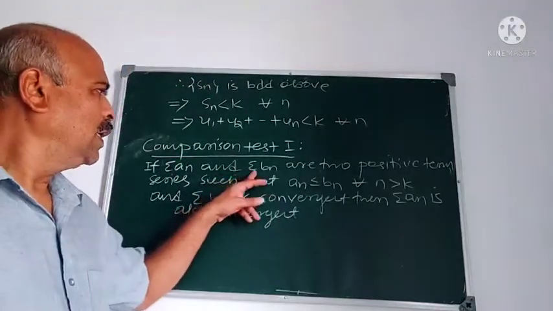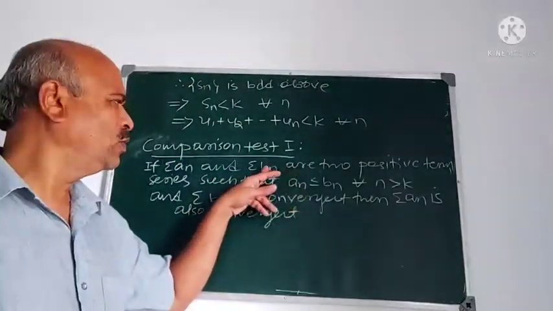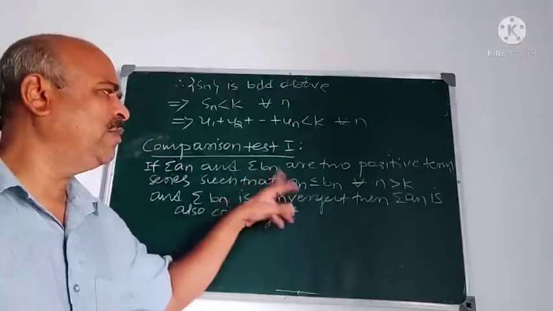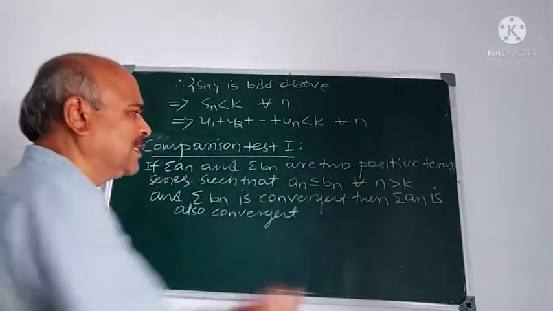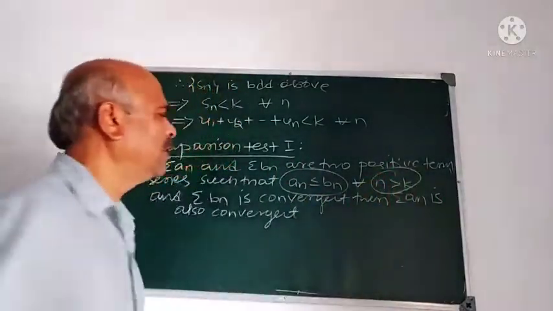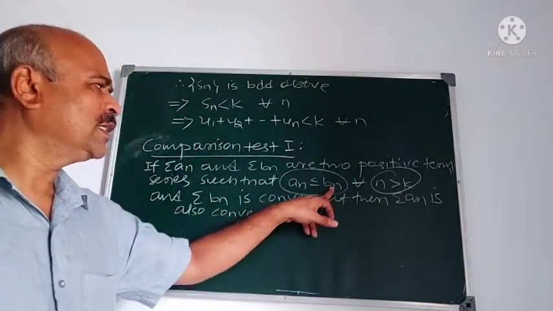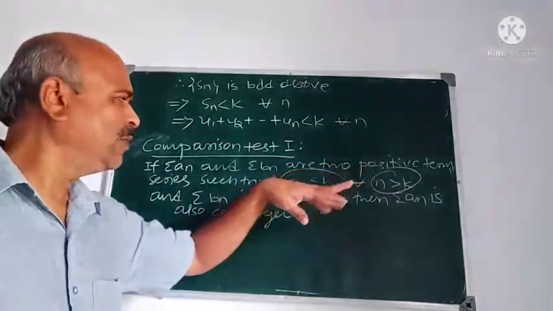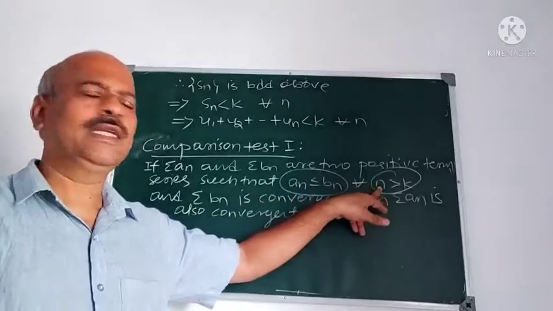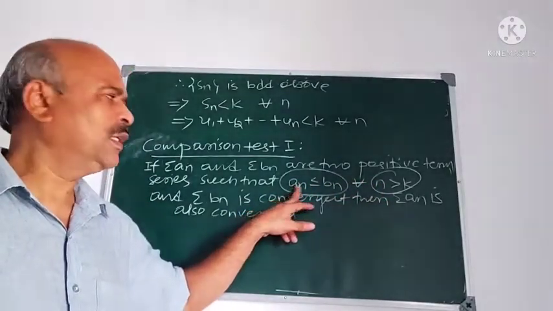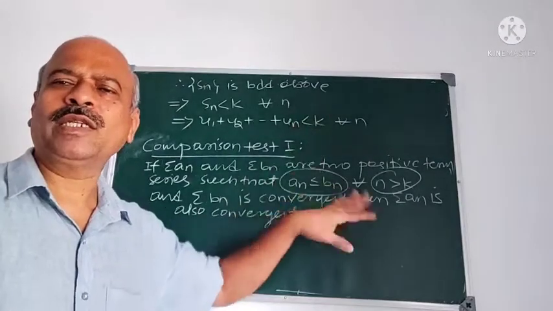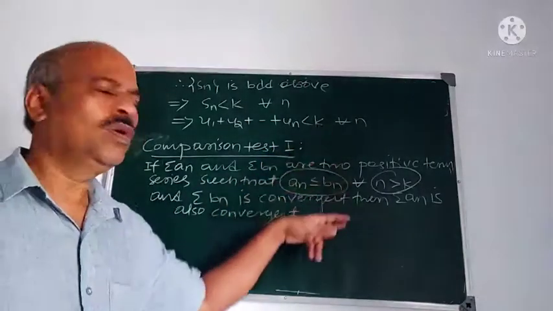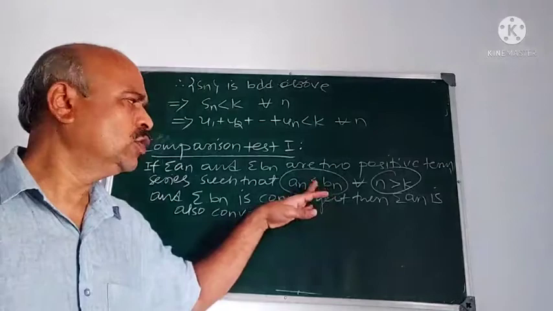First one: if an and bn are two positive term series, here I have used an and bn. Usually series are denoted by un. I have taken an and bn because two series are there. So that an is less than or equal to bn for all n greater than k, then if sigma bn is convergent, then sigma an is also convergent. Next theorem: an less than or equal to bn for all n greater than k, and sigma an is divergent, then sigma bn is divergent. Carefully understand these two theorems, and you have to get mastery over them, because throughout the study of infinite series we use these theorems.